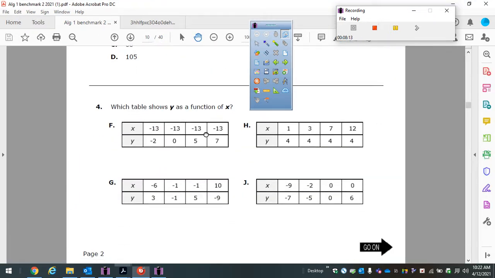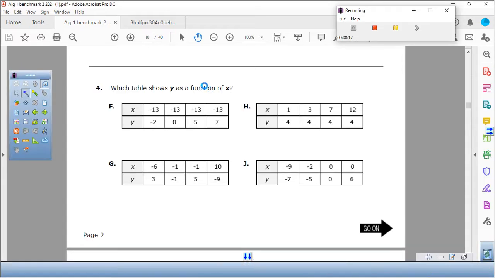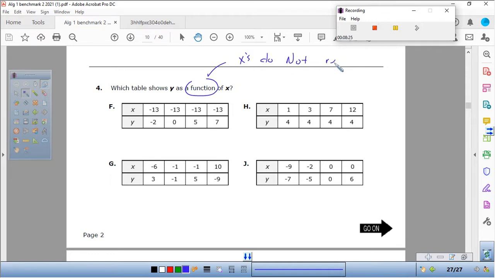Let's try this next one. Which one shows a function? Remember, for it to be a function, x's do not repeat. Not a function. That's way bad. This one is a function right here. X's do not repeat.